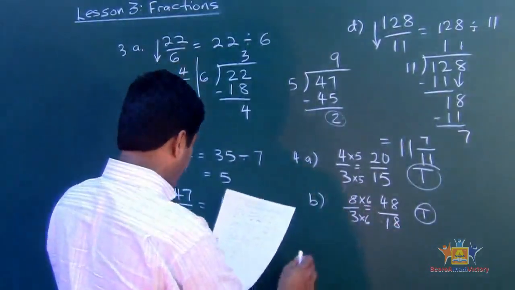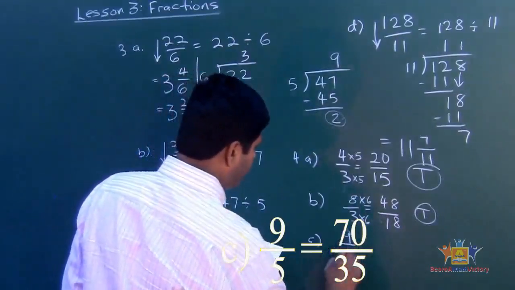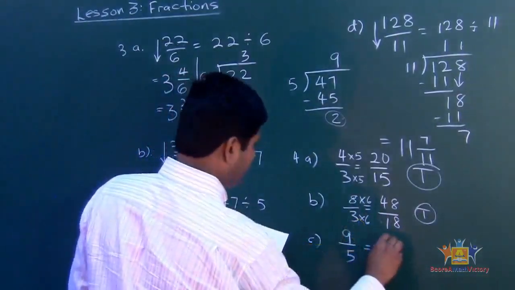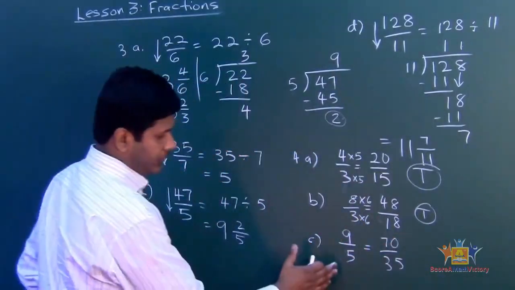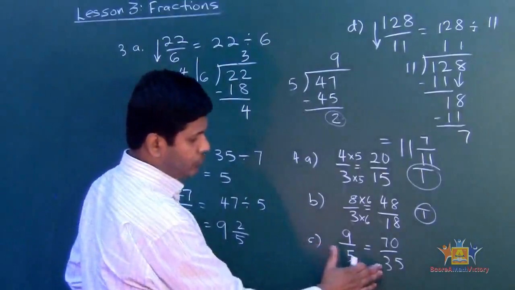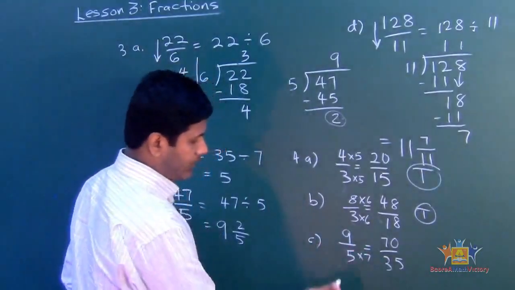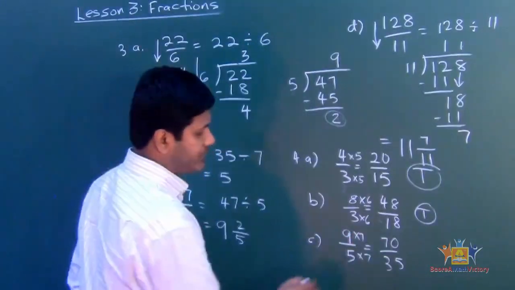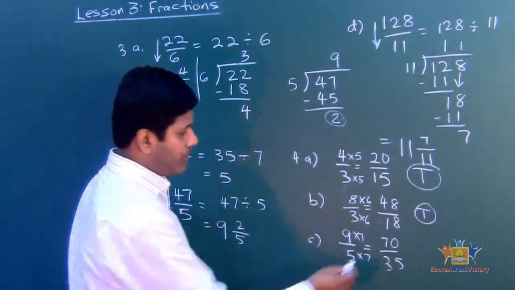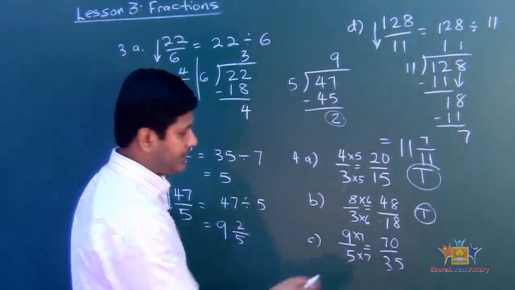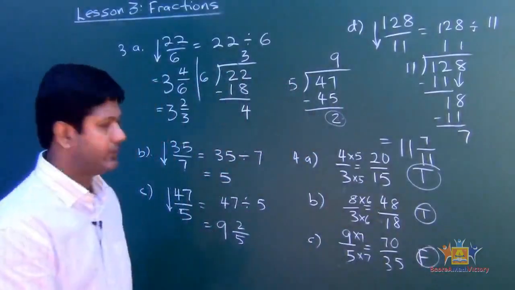Alright, let's look at C. Now C is given 9 over 5 equals 70 over 35. Let's look at the smaller one. 5 times what gives me 35? 7. 7 times 5 is 35. Now that means I'm going to multiply 9 by 7 also. 9 times 7 is 63, but I got 70 there. That means this is not equal. So that's false.